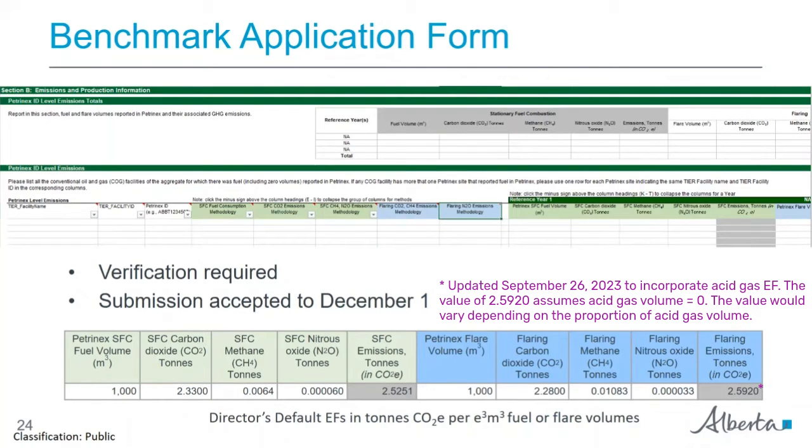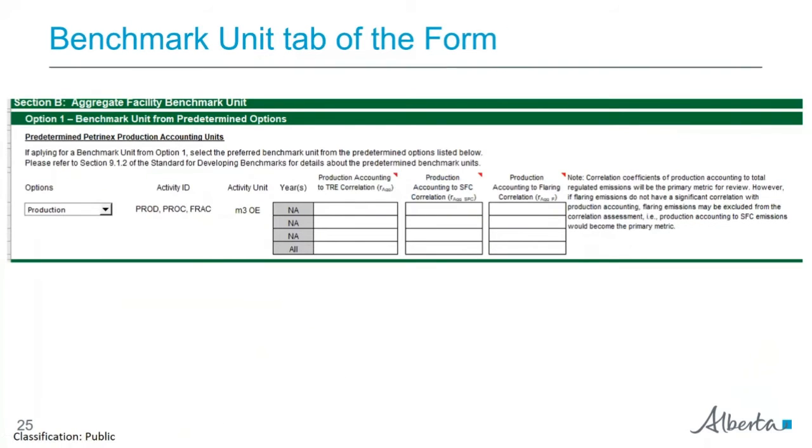Next slide. So we have the benchmark unit tab of the form as well that I'd like to talk about. As I alluded to a few slides ago, for continuous improvement and streamlining, starting from 2023, we are focusing on correlation coefficients to assess and select a benchmark unit. Per the standard for developing benchmarks, correlation analysis should be done for TRE and production accounting volumes. However, for some aggregates, flaring emissions are somehow irrelevant to their production accounting metric. If that's the case, you can exclude the flaring emissions in the analysis.